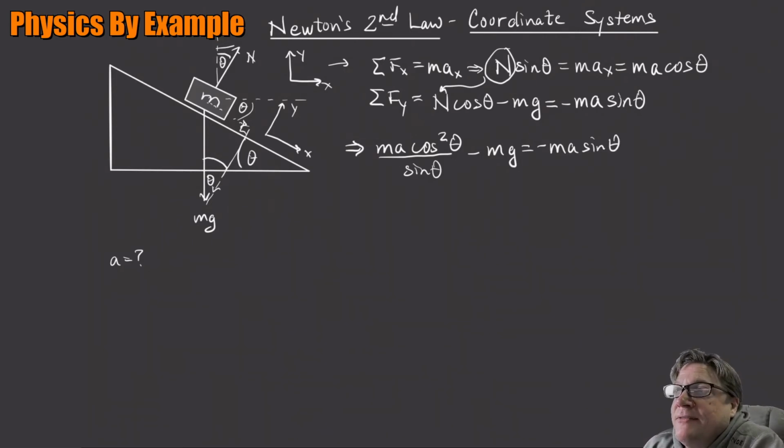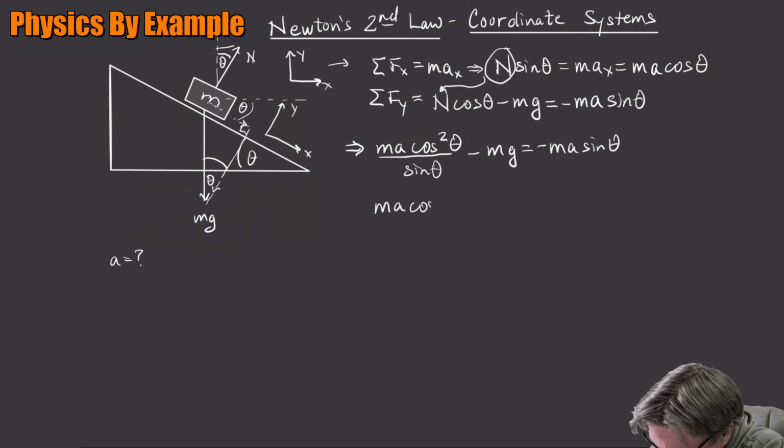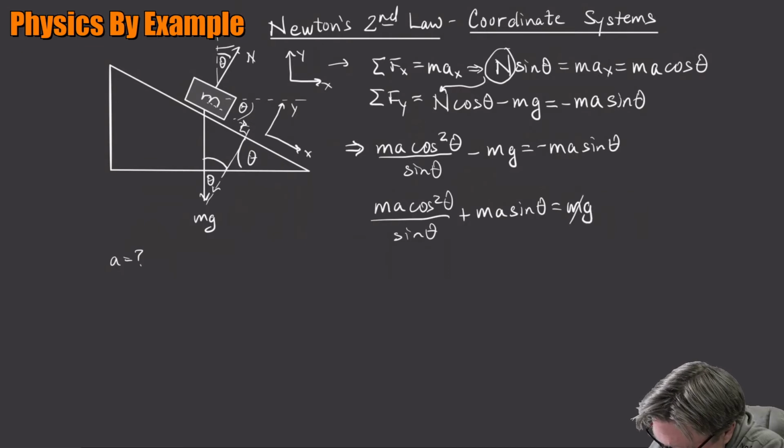Oh, that's going to be nice. Watch this. So what I can do now, let's swap those two terms. I'm going to bring ma sine theta to the left and then mg over to the right. So I can get rid of, I hate minus signs. Let's get rid of the minus signs. So ma cosine squared theta over sine theta plus ma sine theta equals mg. Oh, it's past time. Let's get rid of those m's. There's an m in every term. It turns out it doesn't matter what the mass is. That's kind of interesting.